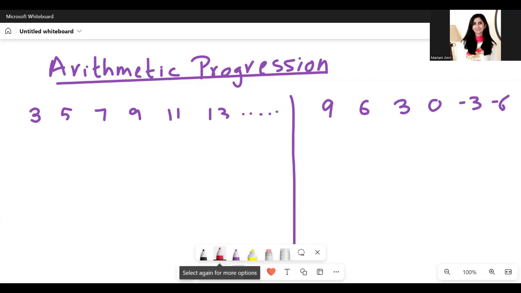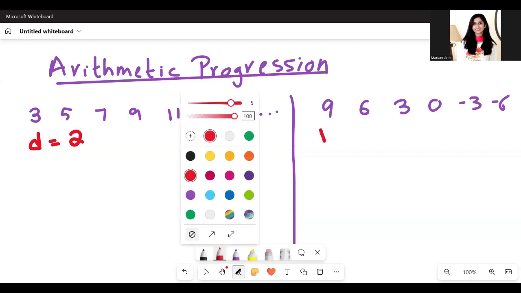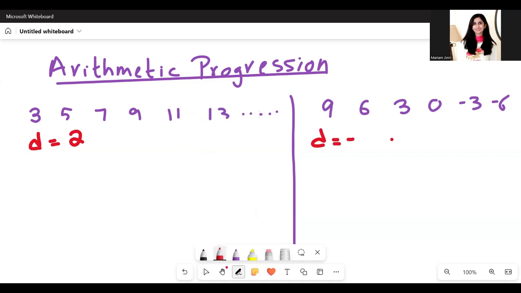The common difference here is represented by d, and it is plus 2. Because we see if we add 2 to the previous term, we get the next term every time. And for this one, the common difference is negative 3. Because if we subtract 3 from a term, that's how we get the next term. Similarly, both of these have their own first term. First term of this series is 3. The first term of this arithmetic progression is 9.